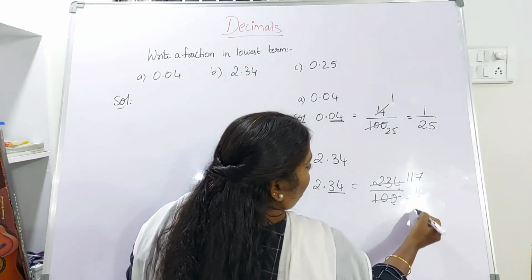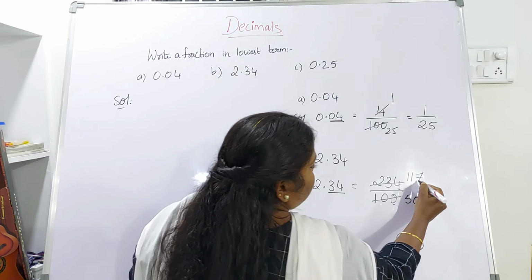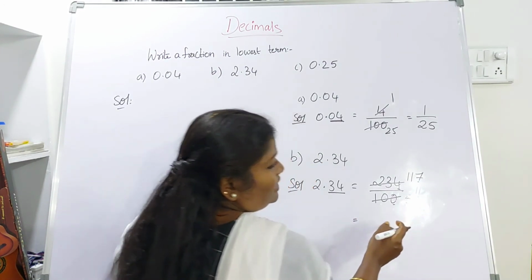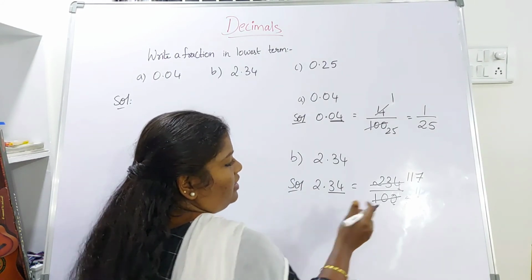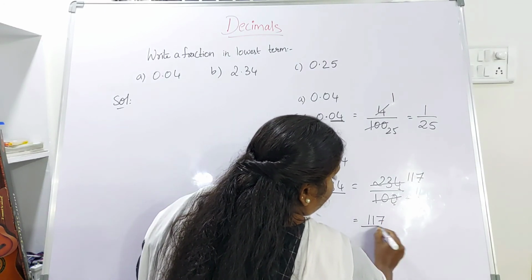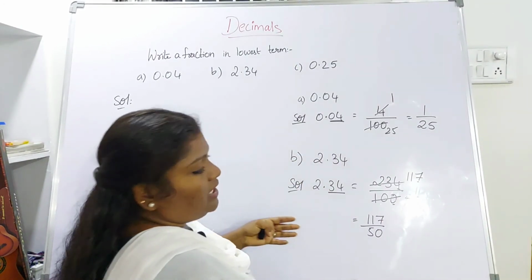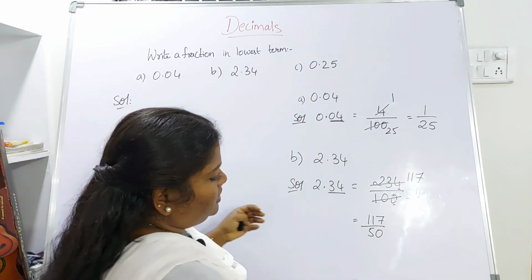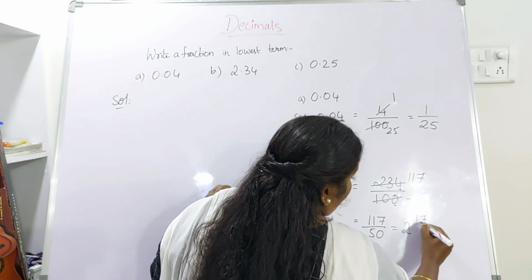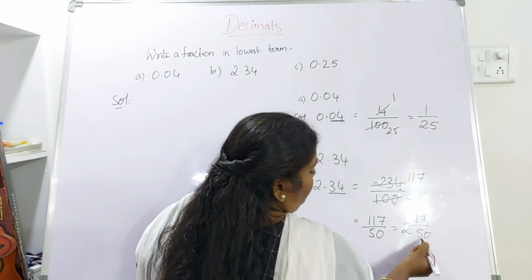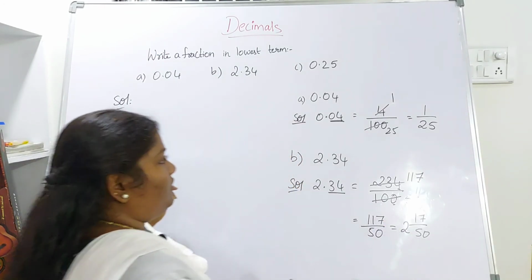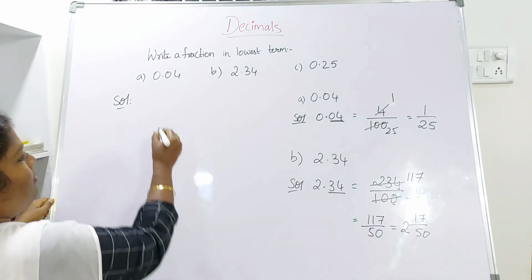Yes, and it cannot be cancelled further because here you have a 7, and you have 5, that is 50. It can be cancelled with 2, 5 and 10, but these will not go into 117. So it is 117 by 50, which is an improper fraction. So this I can convert as 2 17 by 50. Let's check. 50 into 2 is 100. 100 plus 17 is 117 by 50. So let me take the third one.